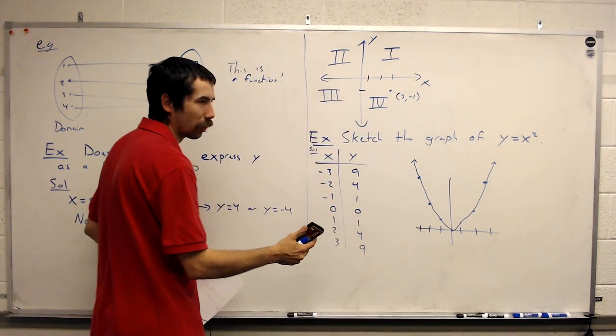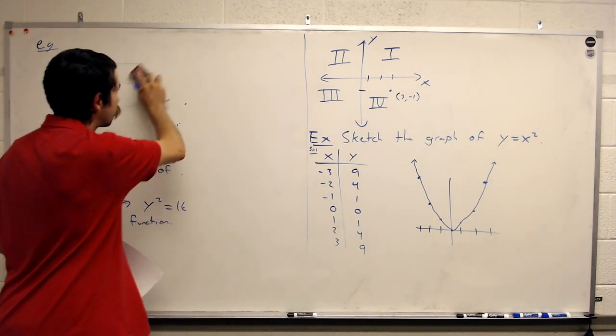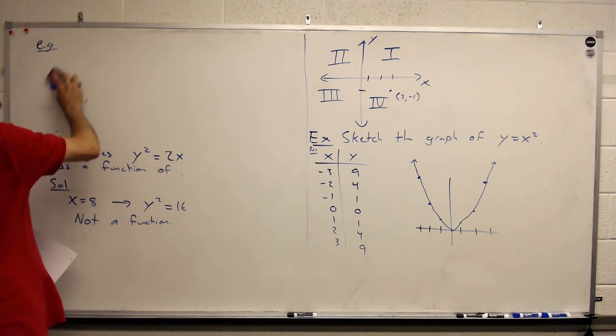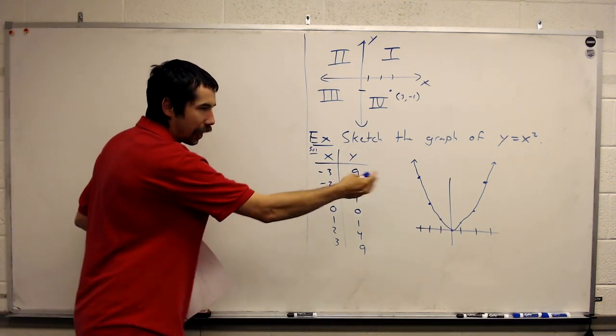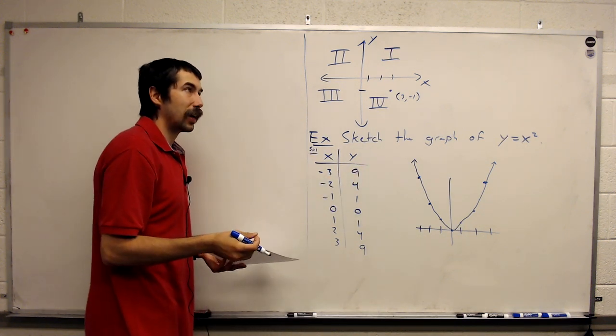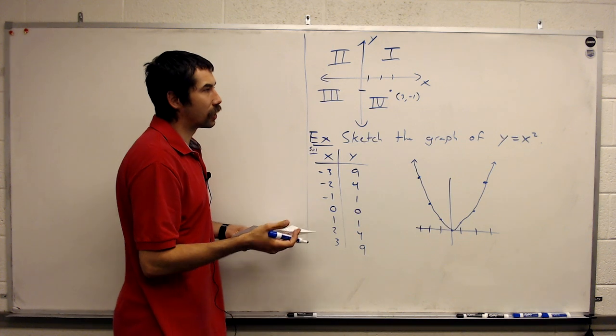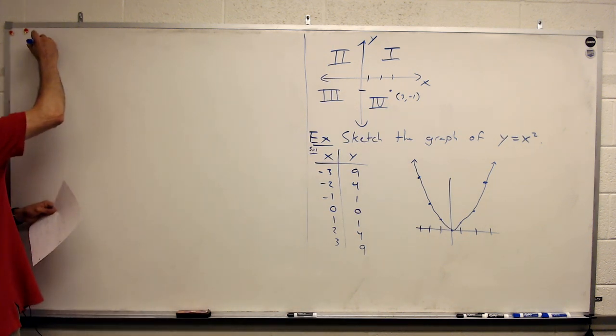We'll eventually learn some more better techniques for graphing. Okay, so suppose I just drew some random curve in the xy plane, and you want to say, well, is this a function or is this not a function? And there's an easy way to check. It's called the vertical line test.